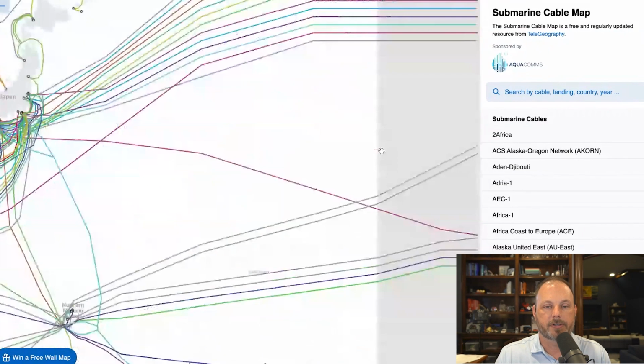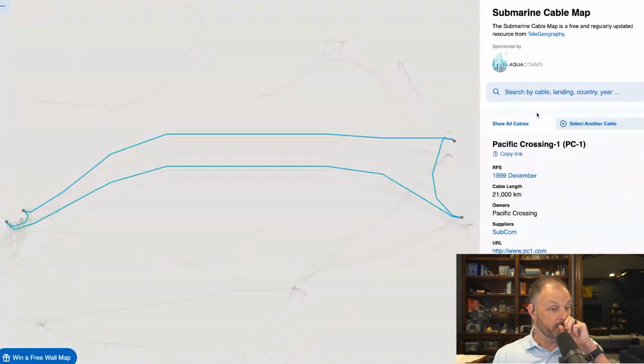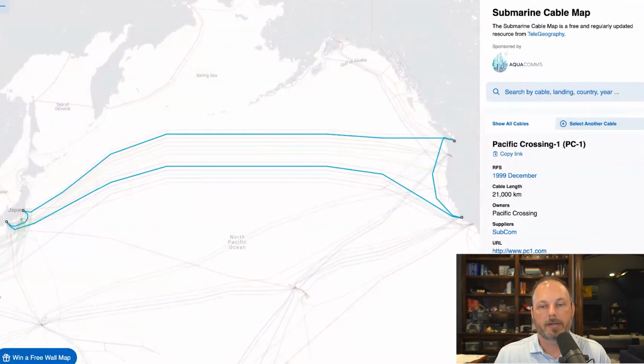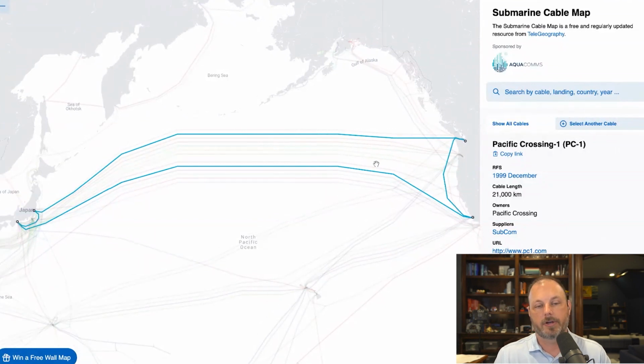I'm going to come over here to the West Coast, and let's find... So here's Pacific Crossing, PC1. And boy, there are a lot of cables running between the west coast of the United States and coming over here into Japan. Why is that? Well, first off, short. This is the shortest distance in the ocean between these two points, right? So you want to build cable, you want to do it for the shortest route, you want to get it to where you want to go as quickly as possible, and that's what you have.